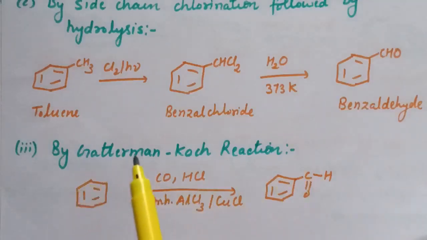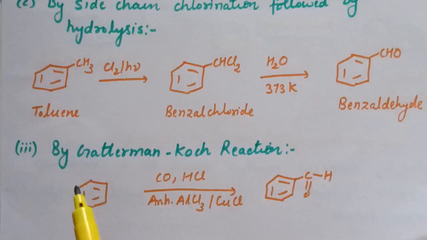Next is the Gattermann-Koch reaction. When benzene is treated with CO and HCl in the presence of anhydrous AlCl3 or anhydrous CuCl, the CHO group is substituted on the benzene ring, that is benzaldehyde will form.